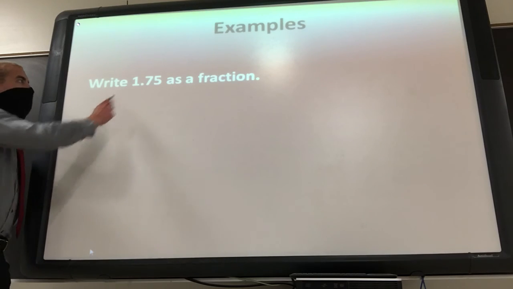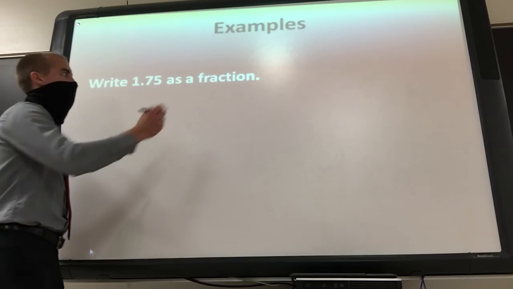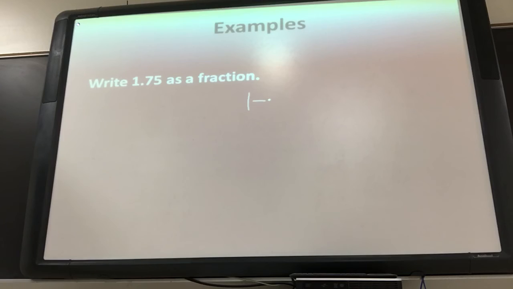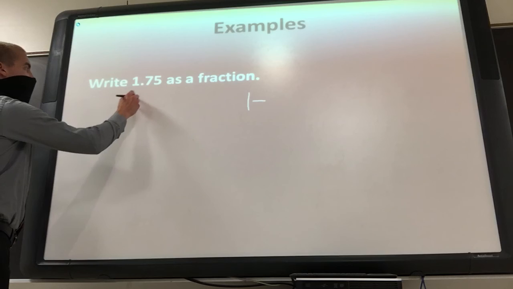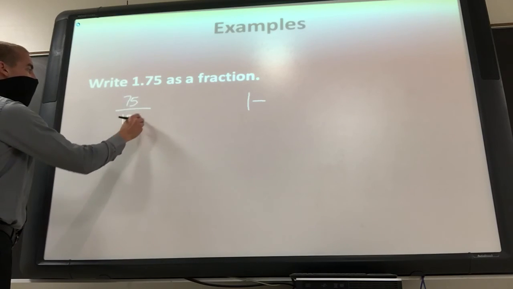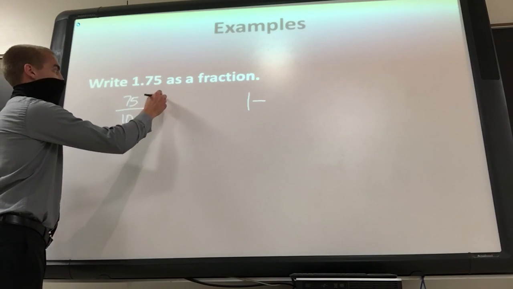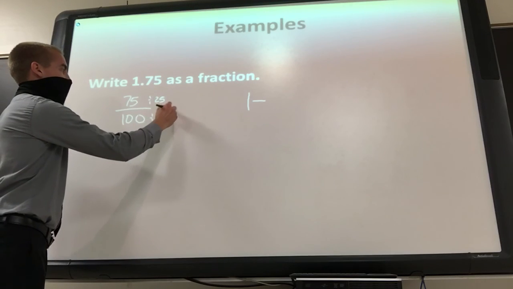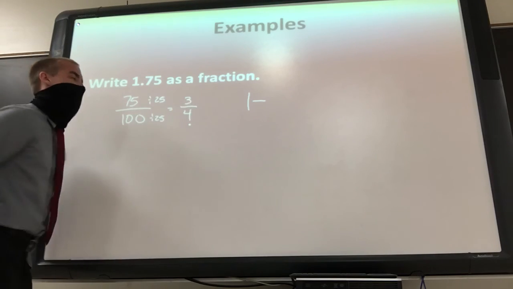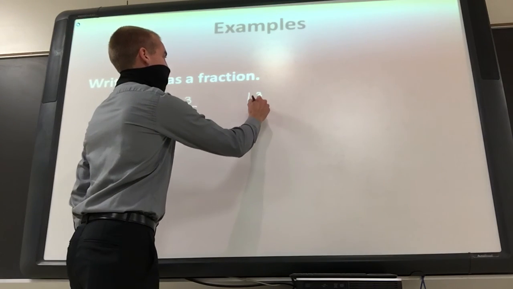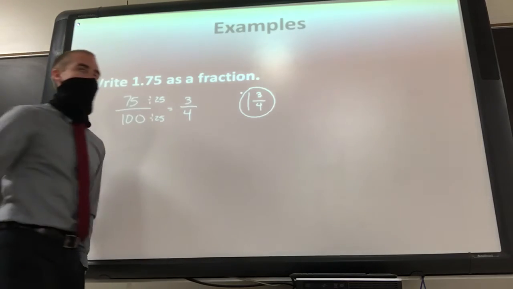Alright, our first one here, 1.75. It's going to be 1 and something. So now we just focus on that 0.75. 0.75 is going to be 75 over 100. Okay. Someone tell me, what can we divide 75 and 100 by? Alex? We could divide them both by 25, yeah. Which is going to get us 3 over 4. You could have divided by 5 as well. Just do an extra divide by 5. So 1.75 would be 1 3/4.